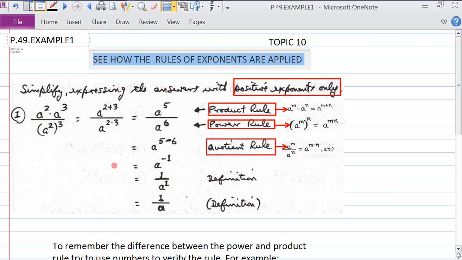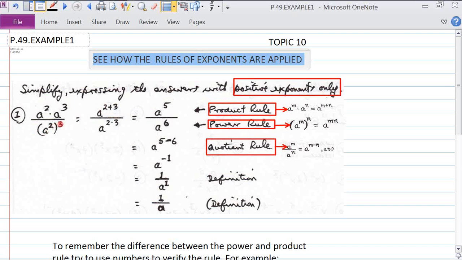So the first one that we're asked to do, and first of all, whenever we're doing these problems, we're usually asked to indicate the answer with positive exponents only. So let's take this very simple problem here, and we're going to handle the numerator and the denominator separately. So first of all, we're going to multiply a squared times a cubed under the product rule, and we add the exponents, 2 plus 3, and we get a to the 5th.